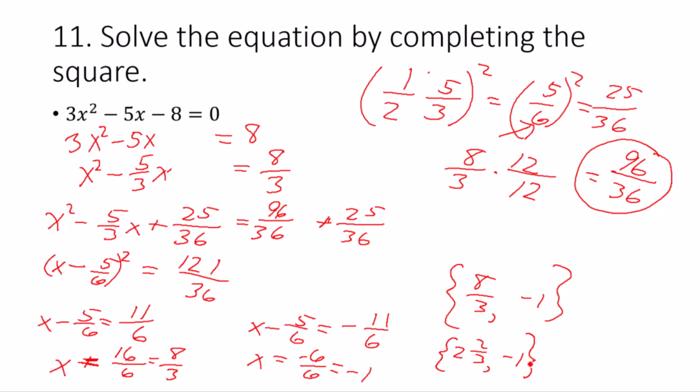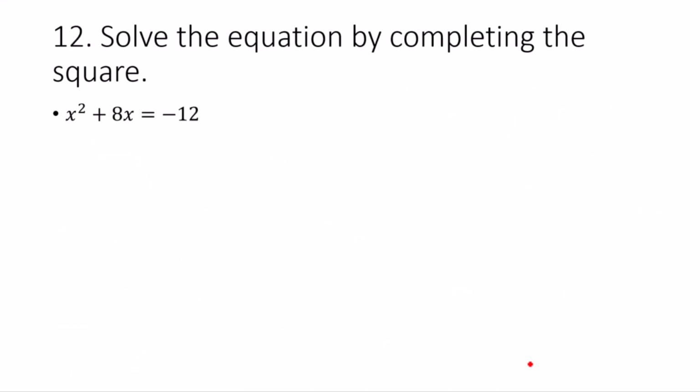Well, we've got 3 more to go. Let's go ahead and finish this up. Number 12. Oh, that looks pretty good. You've got a 1x squared. You're ready to go. X squared, 8x, leave it blank. -12 is already on the other side.